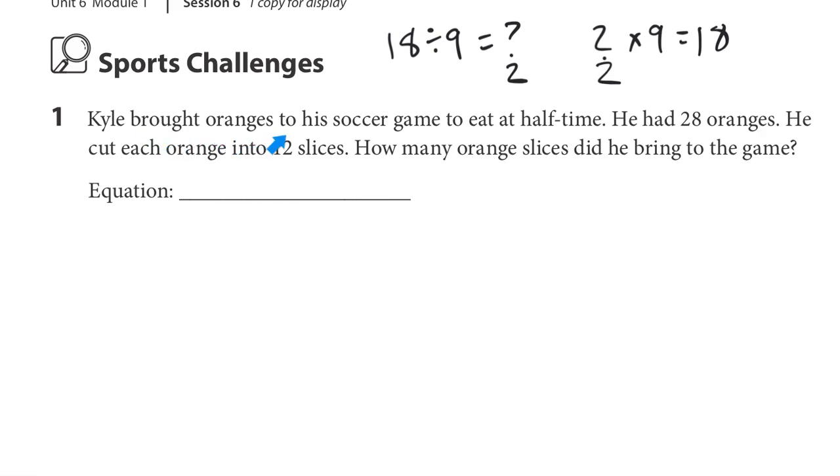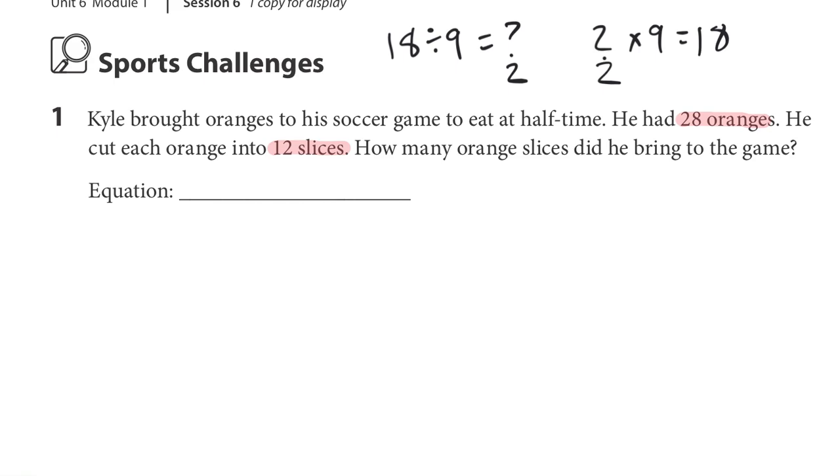Kyle brought oranges to his soccer game to eat at halftime. He had 28 oranges. He cut each orange into 12 slices. How many orange slices did he bring to the game? Interesting. 28 total oranges. I kind of like to highlight this information so I know what I'm looking at. Cut each orange into 12 slices.